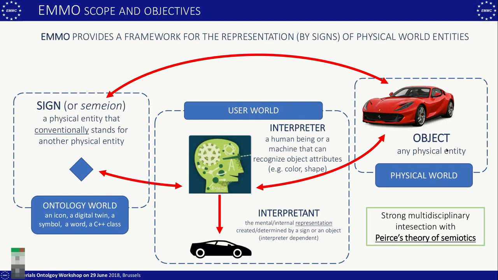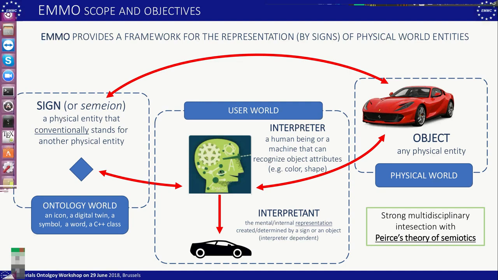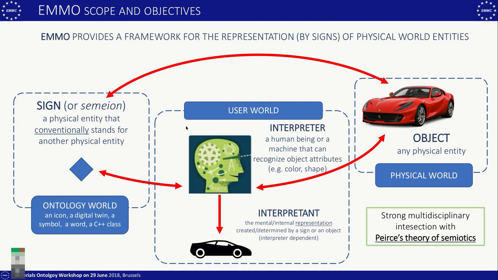So we have the object itself. We have the active agent, which is the interpreter, who looks at the reality, and then we have the ontology world, which is a system of signs, a representational system that helps to share the knowledge that the interpreter has about the object. This has a strong intersection with the theory of semiotics.